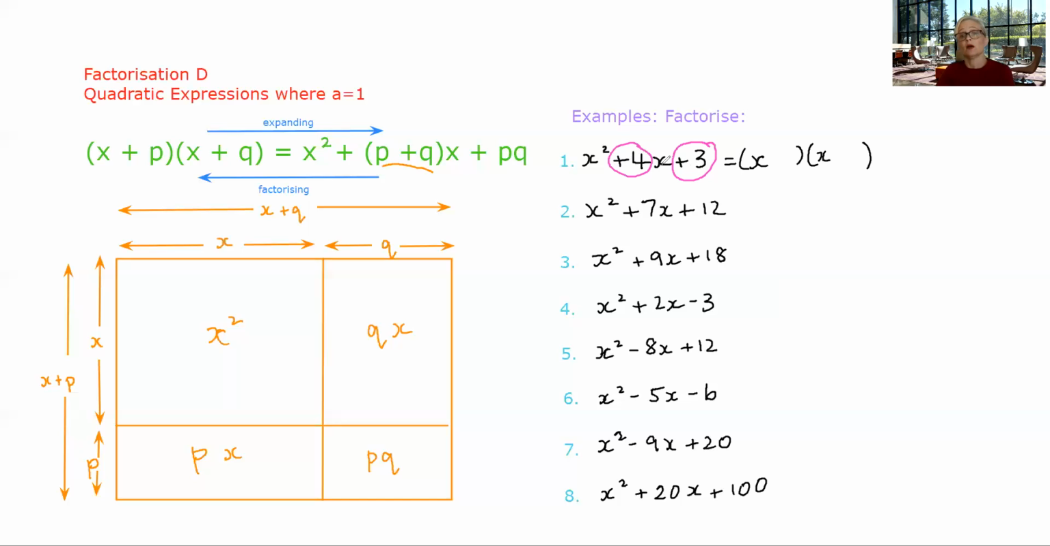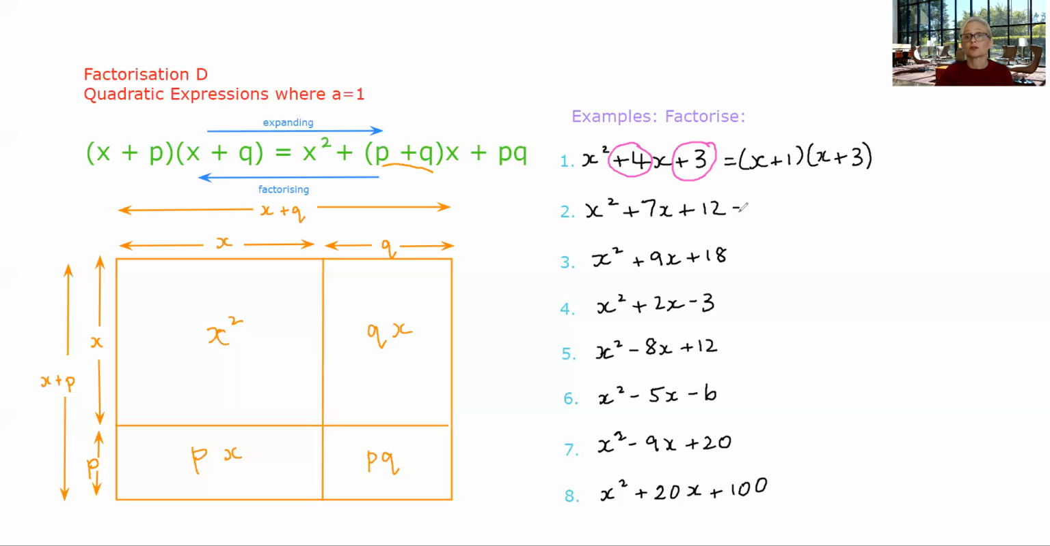For example, think about our factors of 3. Well, really, there's only one option, isn't there? There's 1 and 3, because 3 times 1 is 3, and 3 plus 1 is 4. So we're actually already there with our first one. Would it have mattered if I said x plus 3, x plus 1? Absolutely not. Doesn't matter which order you have your brackets in. Just to convince you, if you were to expand back out again, you'd get your x squared plus 3x plus 1x. Your 3x and your 1x give you your 4x plus your 3.